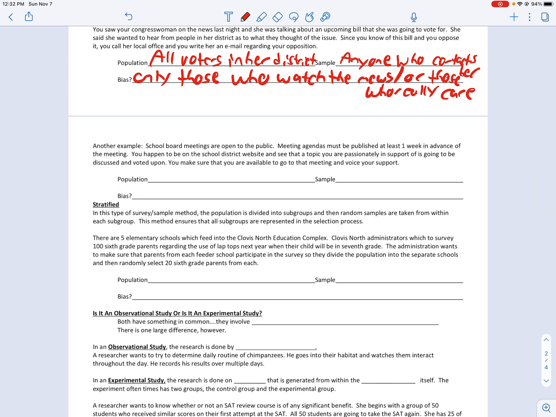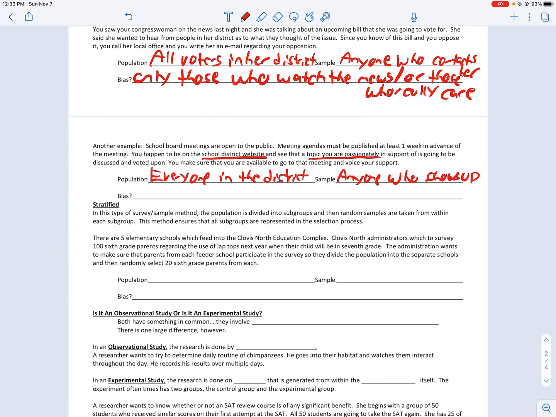So here's another example, right? School board meetings are open to the public. Meeting agendas must be published at least 1 week in advance. You happen to be at the school district website and you see a topic you are passionate about. You're going to see that it's voted upon, so you want to make sure you're available to go to the meeting. So the population would be everyone in the district. The sample is anyone who shows up.